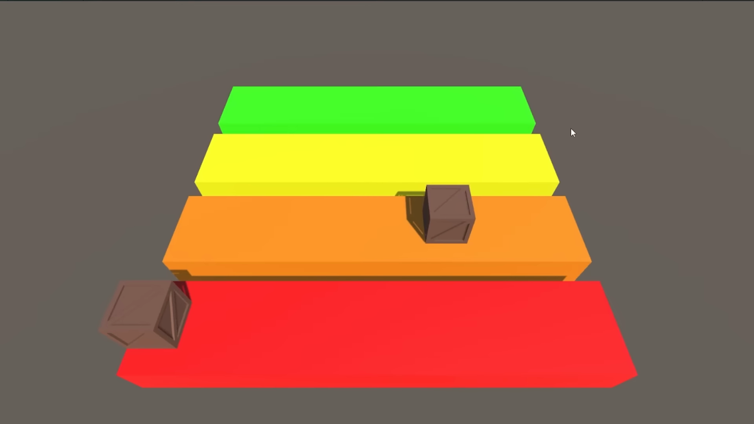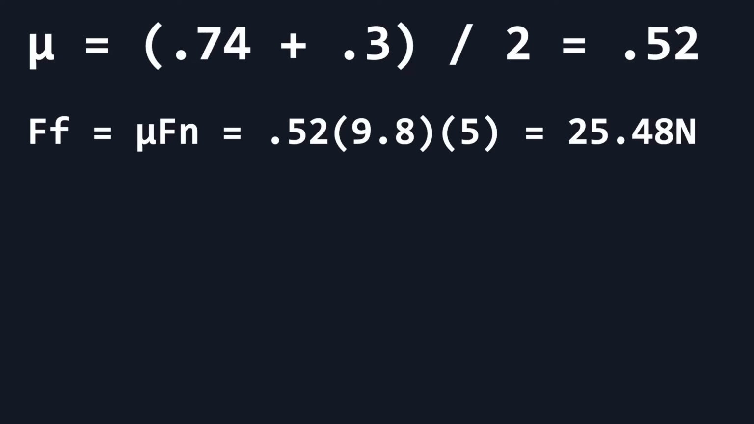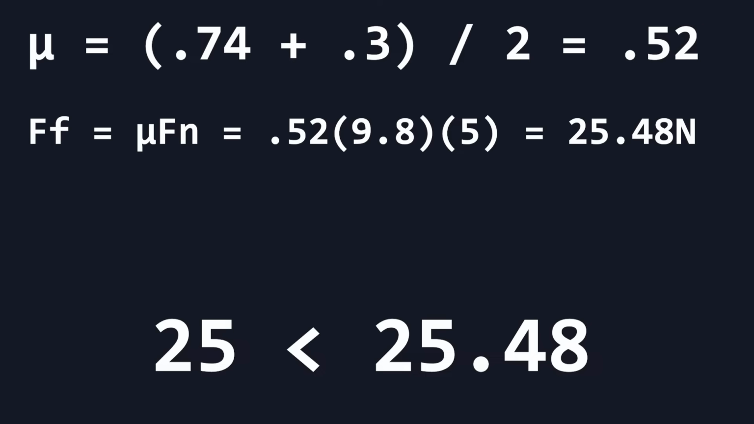And for the red box, even though it has no dynamic friction, the static friction is just a little too high to cause it to initially move for the dynamic friction to kick in. Because both friction types are average, the coefficient of static friction on the red surface is 0.52. So using the friction formula, we can see that the box needs to have an applied force greater than 25.48 newtons in order for it to start moving. And our applied force is 25 newtons, as a reminder.